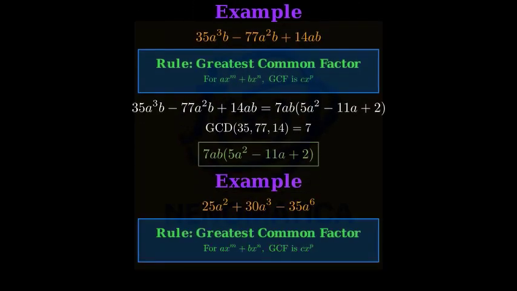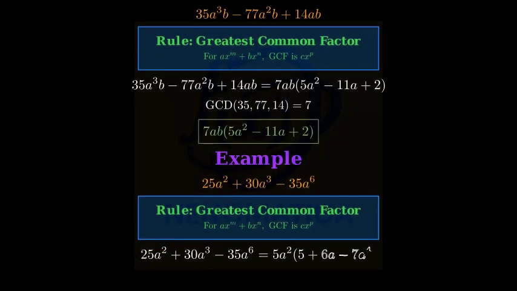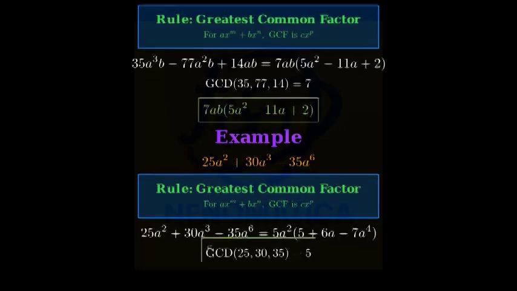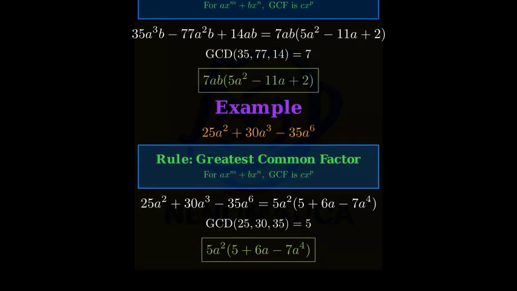Find the highest power of each variable that appears in every term and the greatest common divisor of the coefficients. Looking at our expression, we can see that each term contains a, with the lowest power being a squared. For the coefficients 25, 30, and 35, their greatest common divisor is 5. So our common factor is 5a squared. So our final factorized form is 5a squared times the expression 5 plus 6a minus 7a to the power of 4. We have successfully factorized the original expression by identifying the common factor 5a squared.